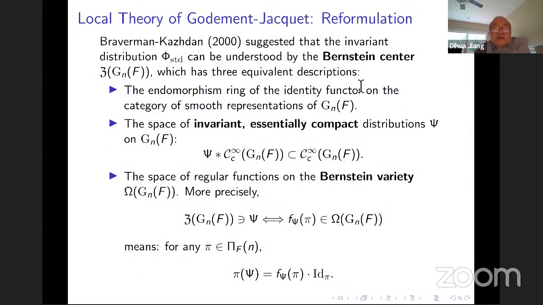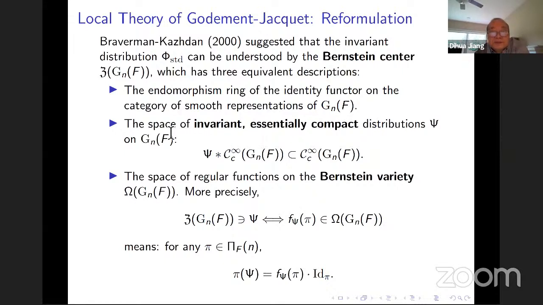So now, Braverman and Kazhdan suggest there should be an invariant distribution that can be understood by the Bernstein center, which has the following three equivalent descriptions. Okay, so first of all, the Bernstein center is defined as the endomorphism ring of the identity functor in the category of smooth representations of this G.